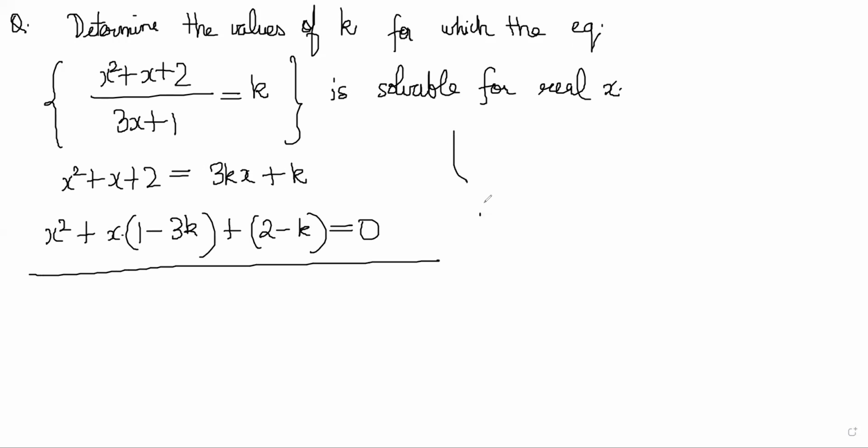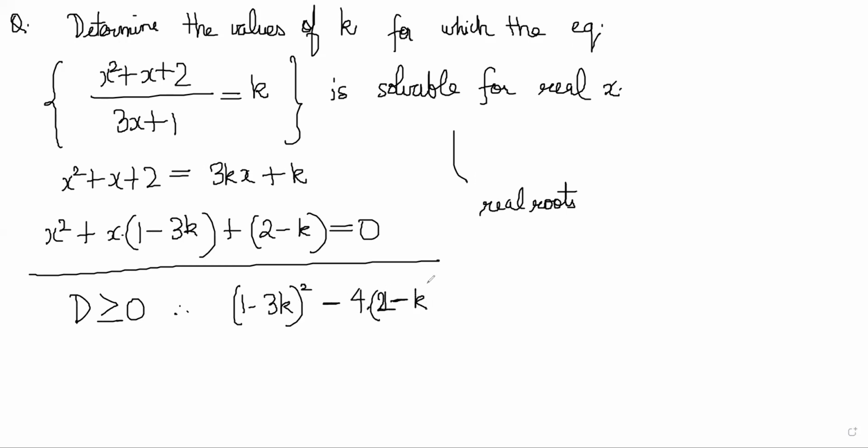Solvable means real roots. So if it has real roots, then you know that what has to happen is the discriminant is greater than or equal to 0. Therefore, you have (1 minus 3k) whole square minus 4 into (2 minus k) is greater than or equal to 0. Great. So how will you solve this inequality?